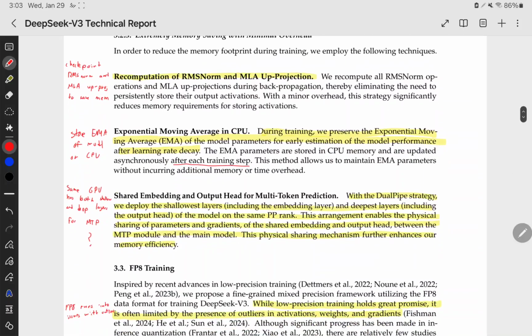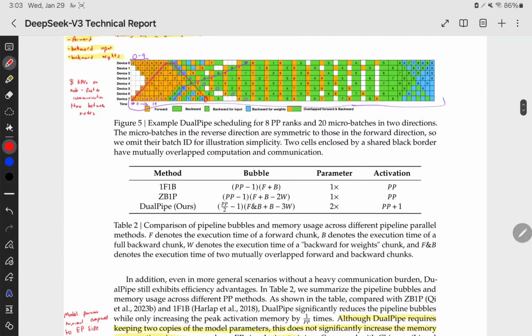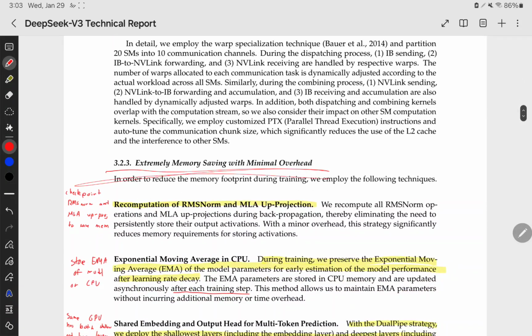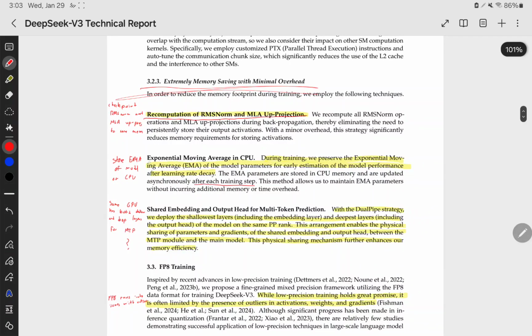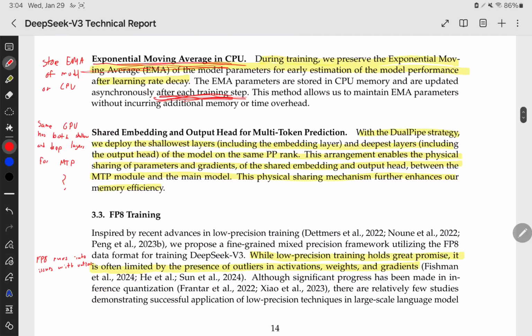Let's talk about the training framework, or rather the floating point 8 training. I think that is a training framework. They mentioned some communication here. They mention you can minimize the memory, so you can recompute the RMS norm and MLA up projections to save more memory. You store an exponentially moving average on the CPU, and that way your model is less prone to noise. Typically, the resulting model is better because it's less prone to noise in your data. And they mention after each training step they update it, which is weird. Usually you see it updated, say, every 100 training steps, but here they do it every training step, and you keep it on the CPU because it's just a weight storage.